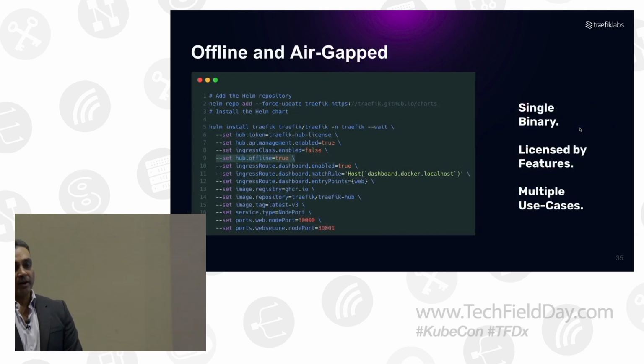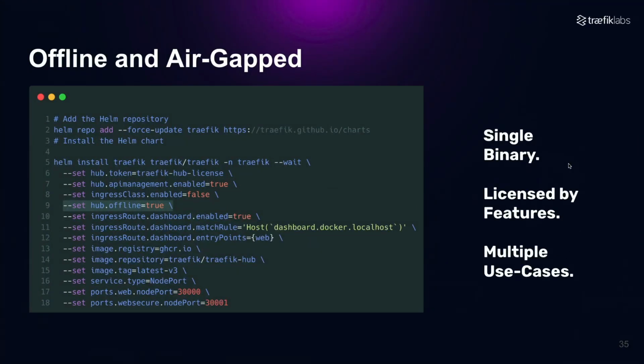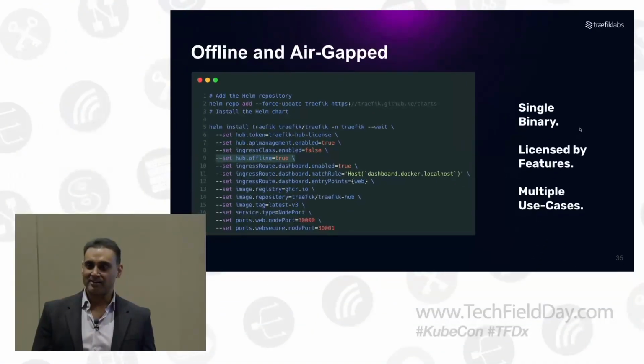Also, you can run us in offline and air-gapped mode. The only thing that changes is line 9, right? That's a new statement. You just got to set that flag, hub offline equals true. And now it's completely air-gapped. No call home, no telemetry, nothing. It's that simple. So it's not a brand new product. It's not a whole different way of installing it. You install it exactly the same way, just one flag, and now this is completely air-gapped.